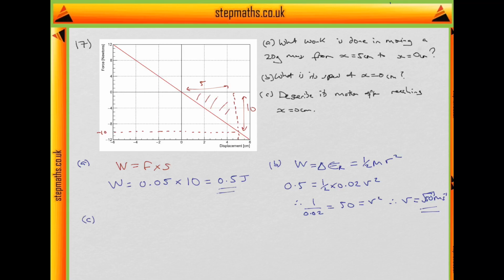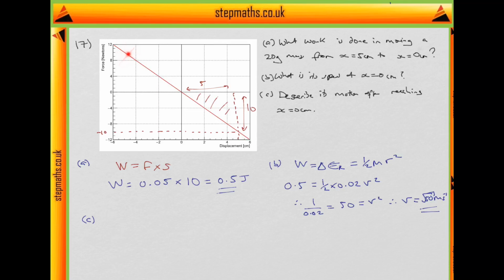Okay, so in part C, we're asked to describe its motion after reaching x equals 0. Well, let's think about this. Starting from rest here, it's going to accelerate in the negative direction up to a maximum speed of root 50 meters per second. But then it's going to experience a positive force. This positive force is going to be acting to slow it down, acting in the opposite direction to which it's travelling. So it's going to be slowing down until the work done on it is equal to the work done on it down here. And at that point, which will correspond exactly to a distance of minus 5 centimetres, it will be stationary.